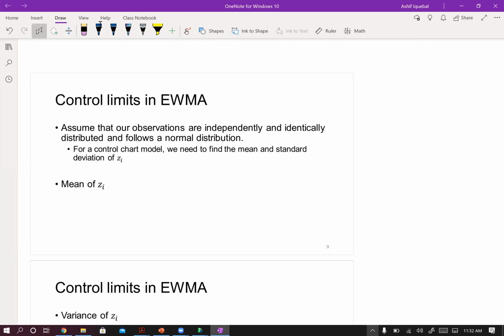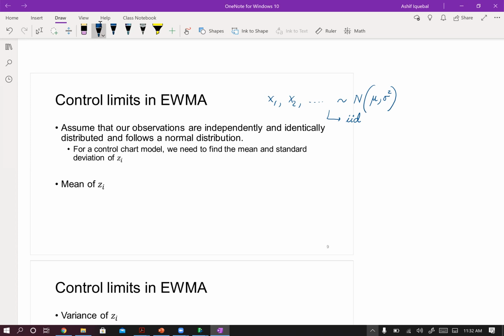Okay, let's start with the first assumption. Our first assumption is that the observations that we are taking in are independently and identically distributed, and they follow a normal distribution. So let's say our observations x1, x2, up to whatever we have, follow a normal distribution with some mean mu and some sigma square. I don't know the value of mu and sigma square, but let's assume it follows a normal distribution. And these values are also IID, independently and identically distributed.